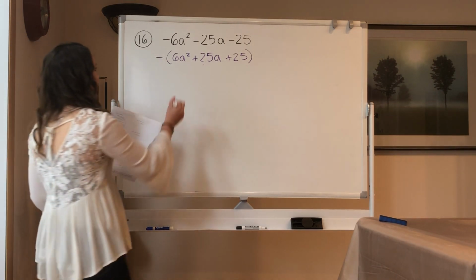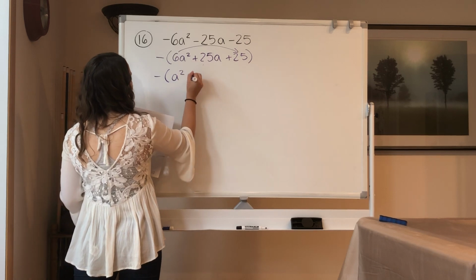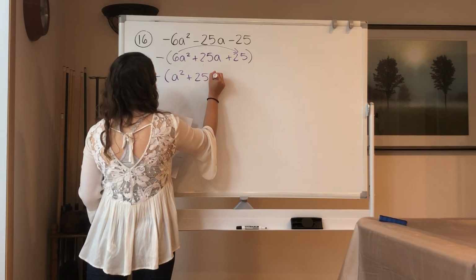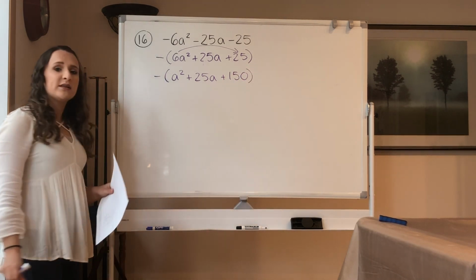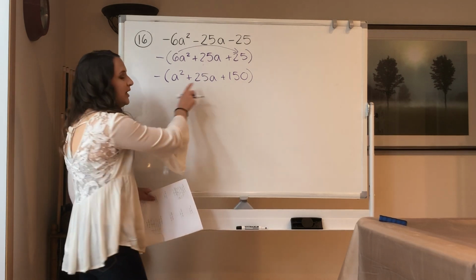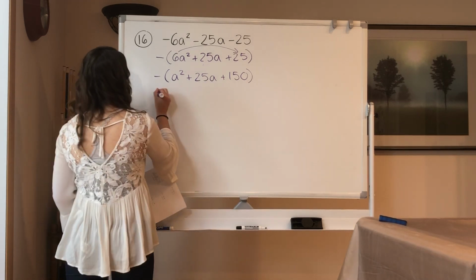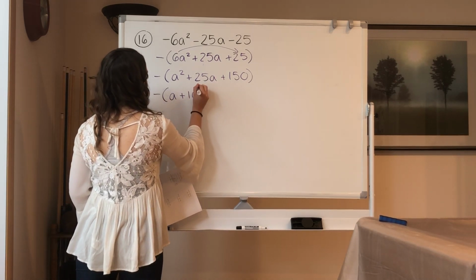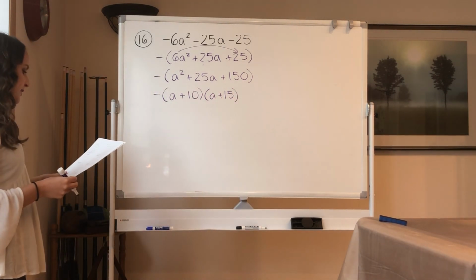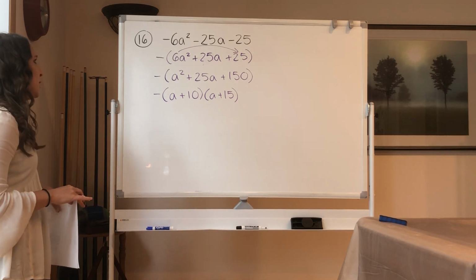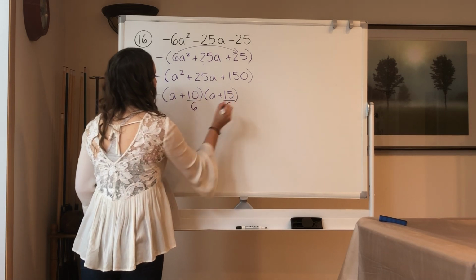Now I'm going to slide the 6 over. I'm left with a squared plus 25a plus 150. What two numbers multiply to 150 and add to 25? That's going to be 10 and 15. So a plus 10, a plus 15. Now I divide by what I slid by, which was 6, so divide both by 6.